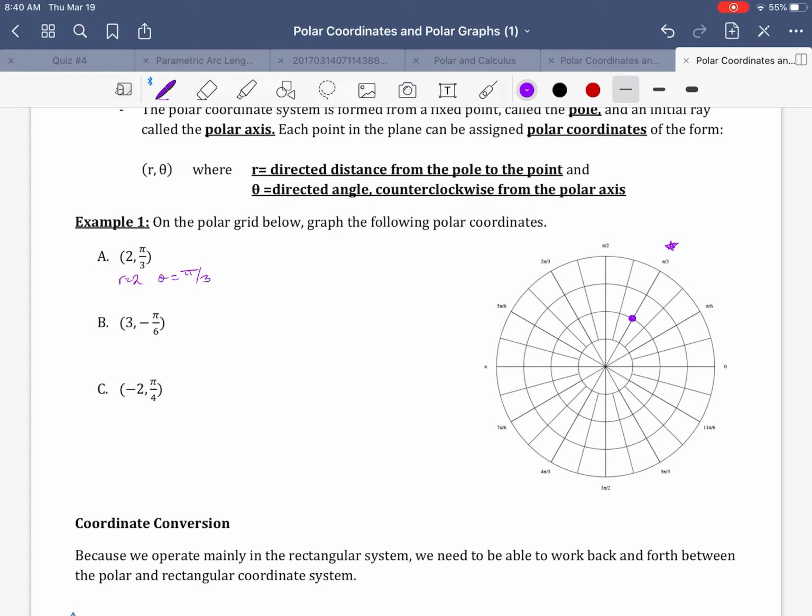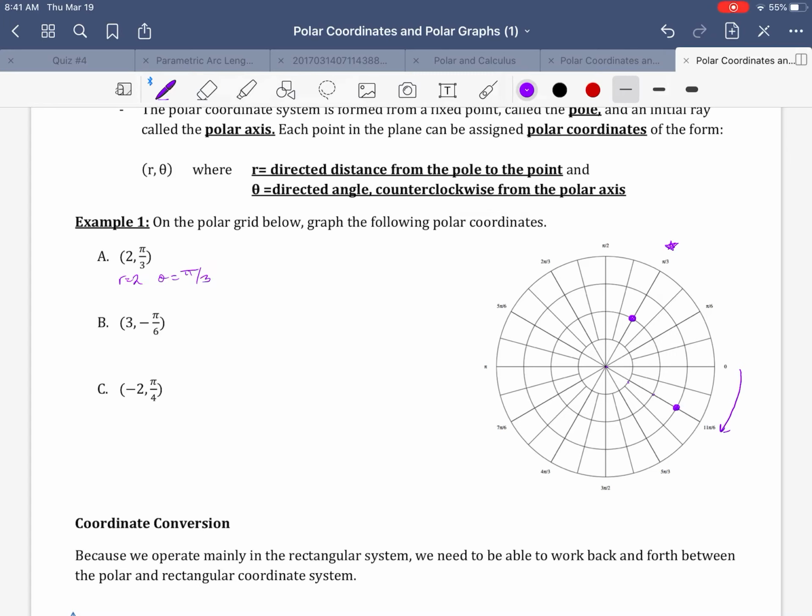So little weird things. For B, you're facing towards negative pi over 6. So that means you're going backwards from 0. And then you're going to walk 3 units towards it. So 1, 2, 3. And I'm starting from the pole again.